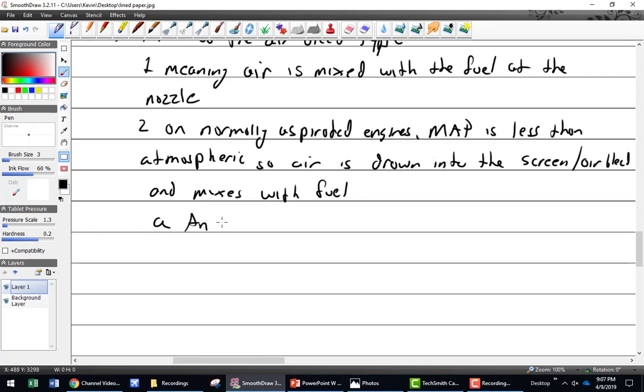So an air bleed blockage on one nozzle would result in, what do you guys think? Rich. Ah, so one cylinder is going to run rich. Why is it going to run rich? Because with the air bleed, you're putting a little bit of air in the fuel, and without that air, you'll have more fuel, so it'll be rich.